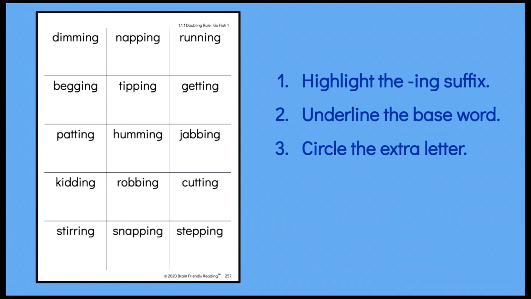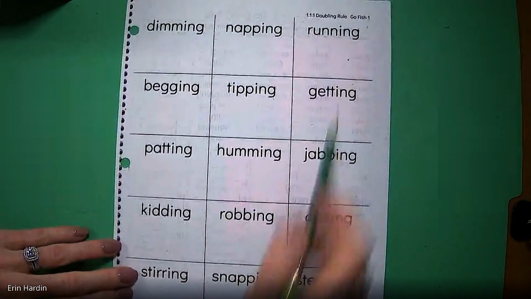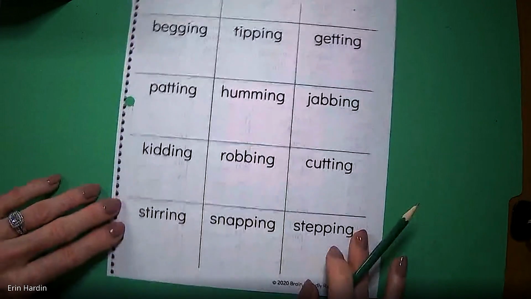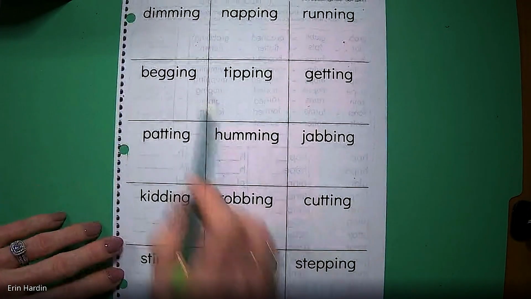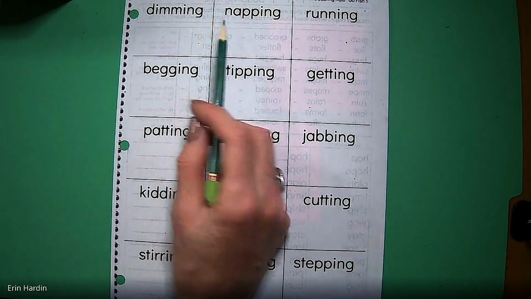When you do this, start by having the student highlight the ing suffix, then underline the base word, and finally circle the extra letter and ask, why does it have that extra letter? So let me demonstrate how you would mark this page, and then I'll also demonstrate a couple of other things that you can do with your students to help practice this skill. So here we have that Go Fish page that follows the lesson found on 257. And if you notice, all of these words just focus on the ing suffix.